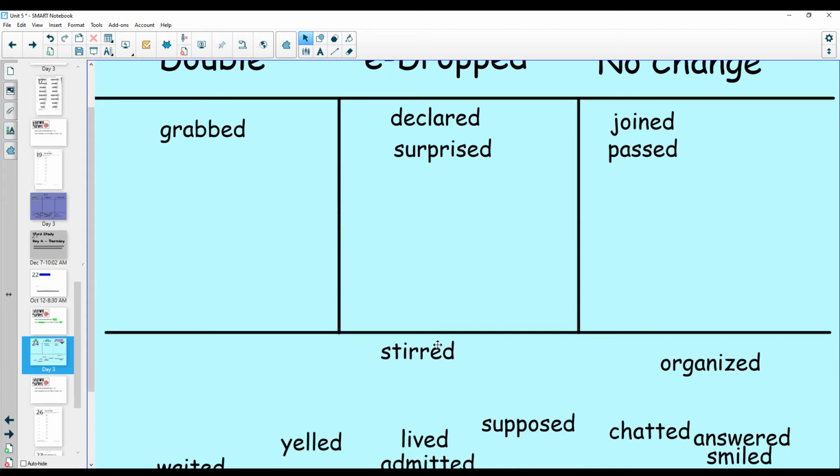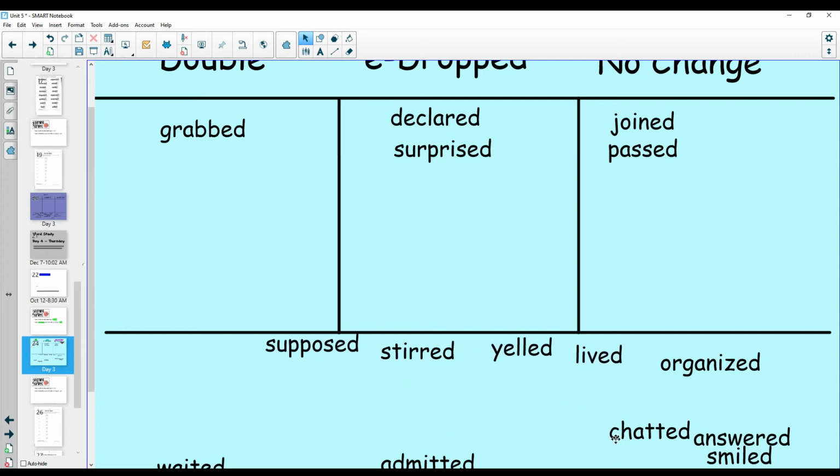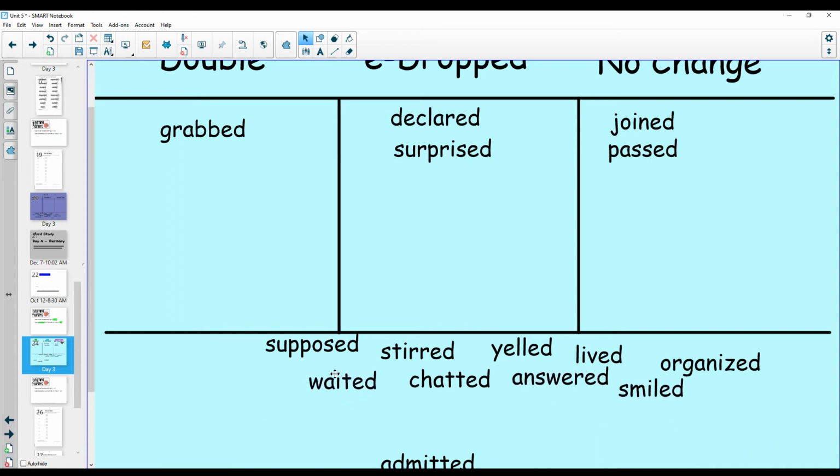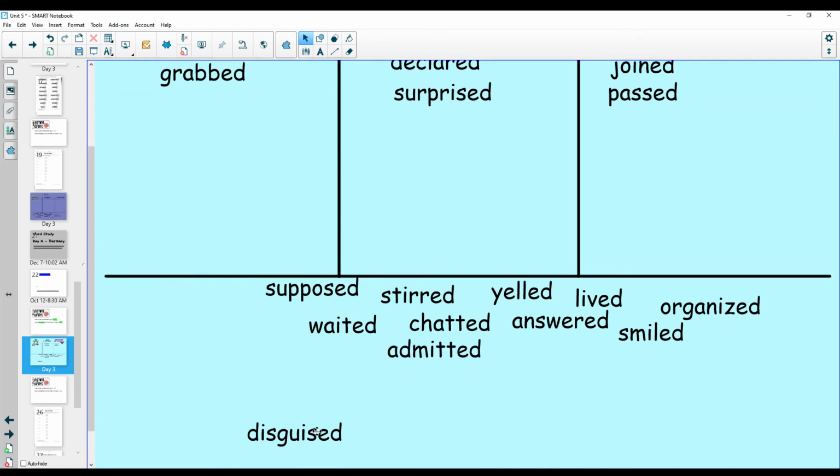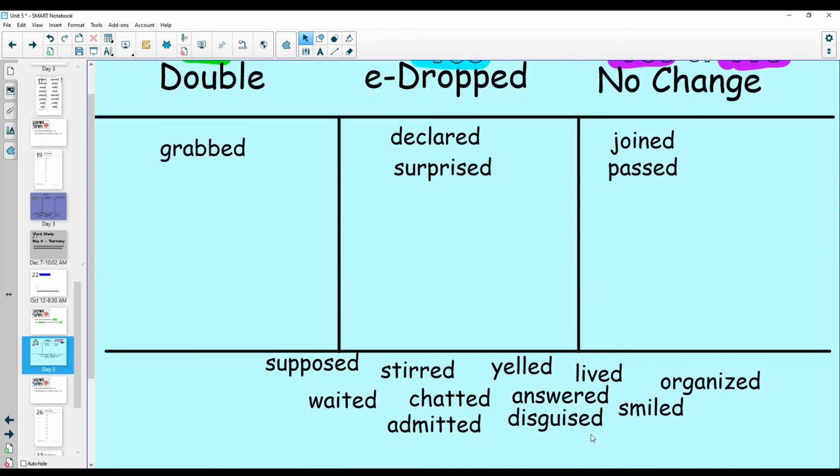All right, let's look at a couple more words here. They're all hiding down below here. I guess they don't want to be sorted. They're like, don't sort me by my rule. I don't want to have rules. I know, we all have to have rules. Come on. All right, here we go.